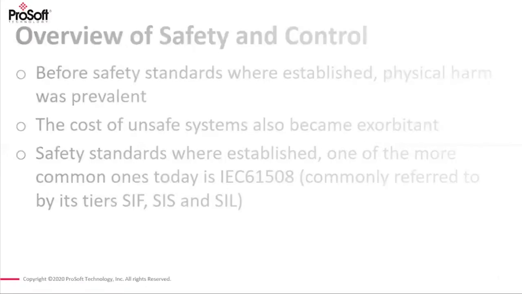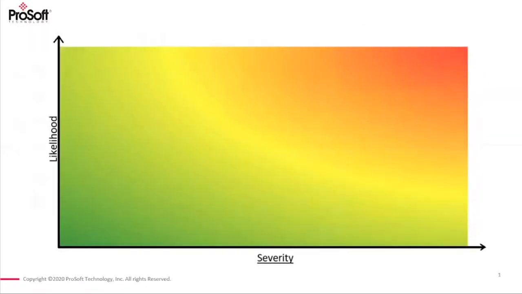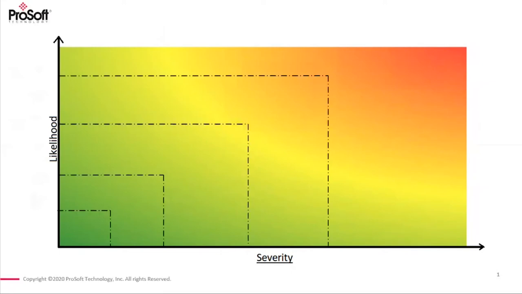The standard focuses mainly on two things: the likelihood of harm and the severity of harm. Red being highly likely and very harmful, green coming in as not likely and not harmful. And then you have a scaled spectrum in between the two. The chart would then be tiered, and based on where a system sits, it is assigned a safety integrity level, hence SEAL. Real world example.